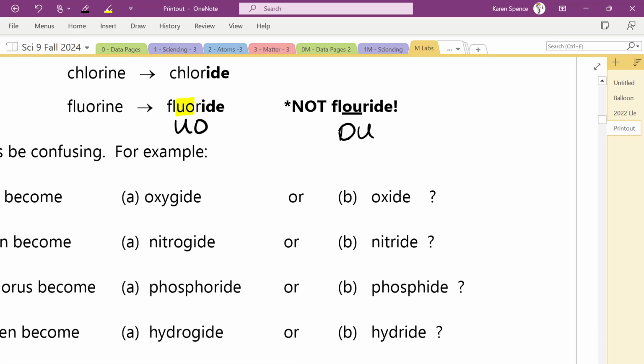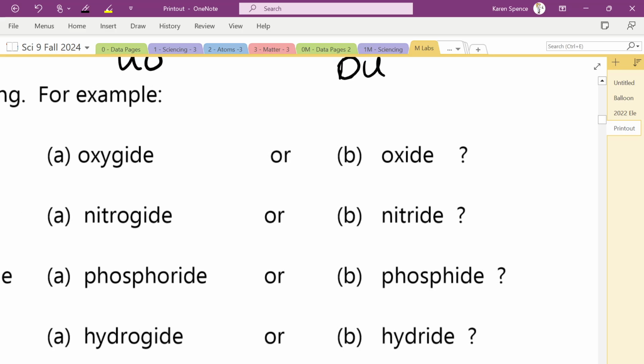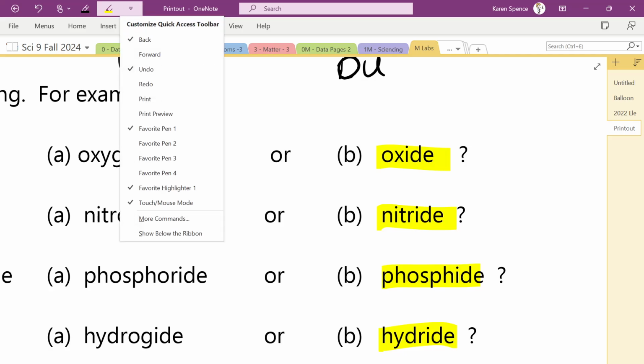Here's a few others that sometimes people get wrong. Oxygide or oxide? Oxide. Nitrogide or nitride? Nitride. Phosphoride or phosphide? Phosphide. Hydrogide or hydride? Hydride. Okay? And if you get confused about it at any point, you just take the first syllable. There's only one syllable.